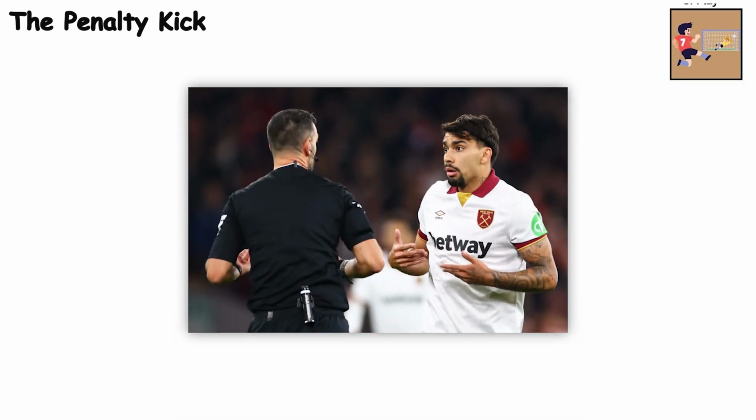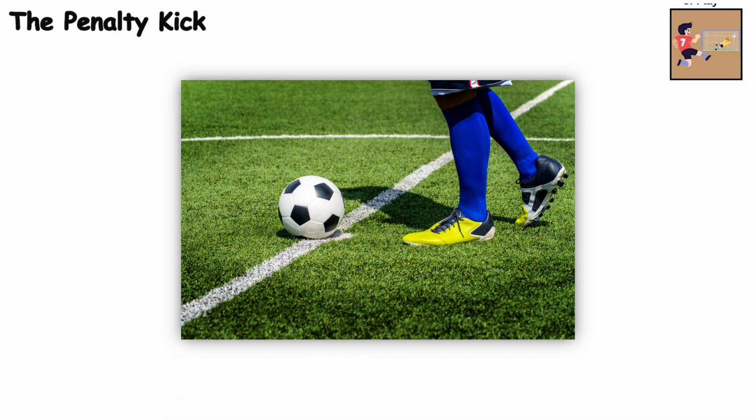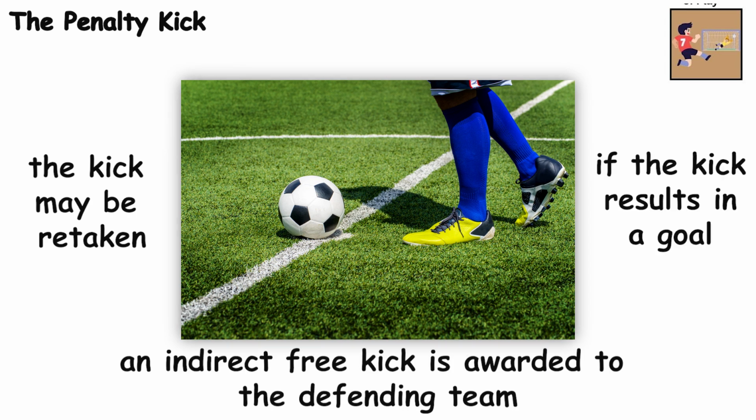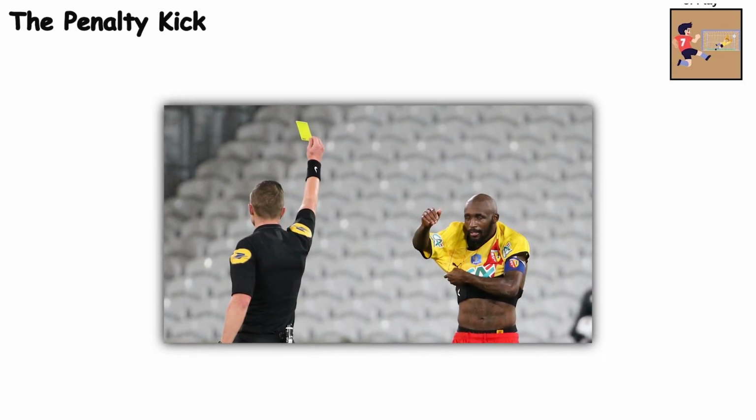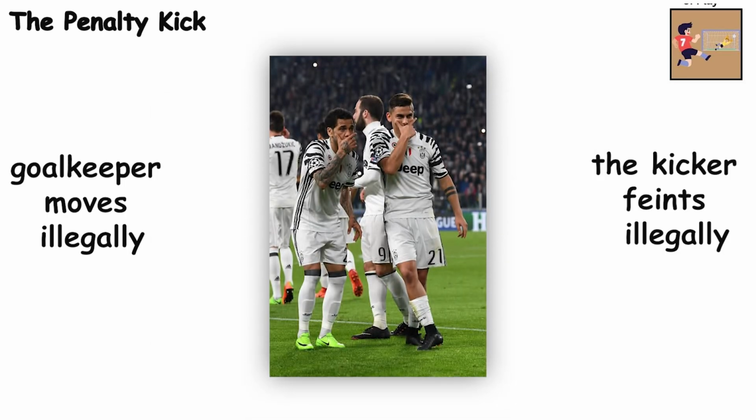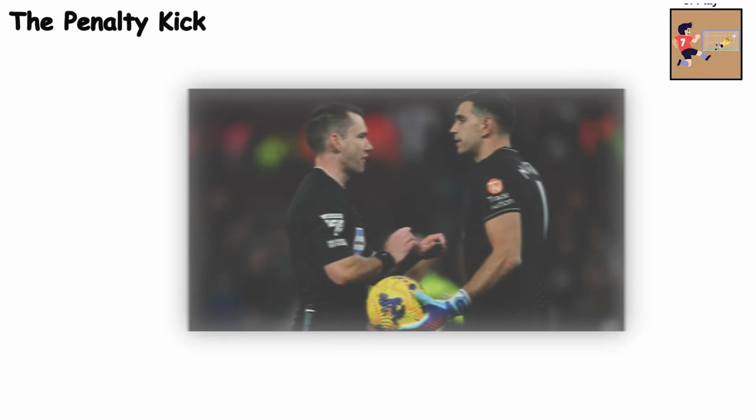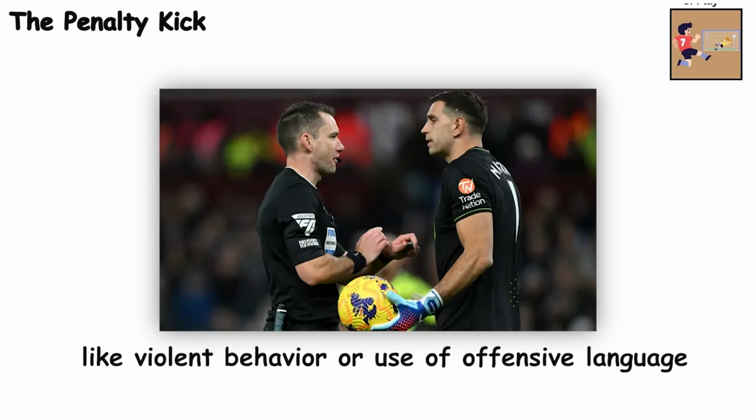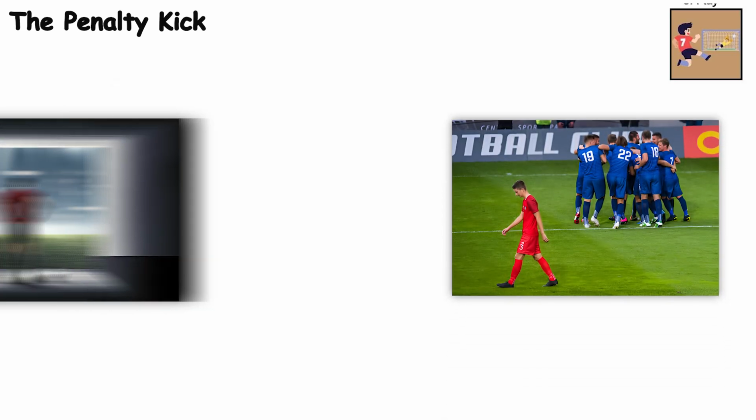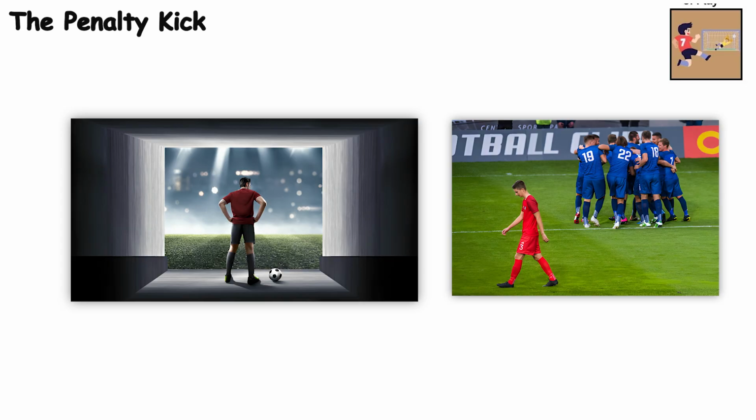If a player encroaches into the penalty area or the arc before the kick is taken, the kick may be retaken if the kick results in a goal, or an indirect free kick is awarded to the defending team if it does not score. If the penalty kick is wrongly taken, for example, if the goalkeeper moves illegally or the kicker feints illegally, the referee stops play and orders a retake. Serious misconduct during the penalty, like violent behavior or use of offensive language, can result in a caution or dismissal. In elite competitions, VAR is used to oversee penalty situations, checking issues such as goalkeeper movement, encroachment, or mistaken identity.